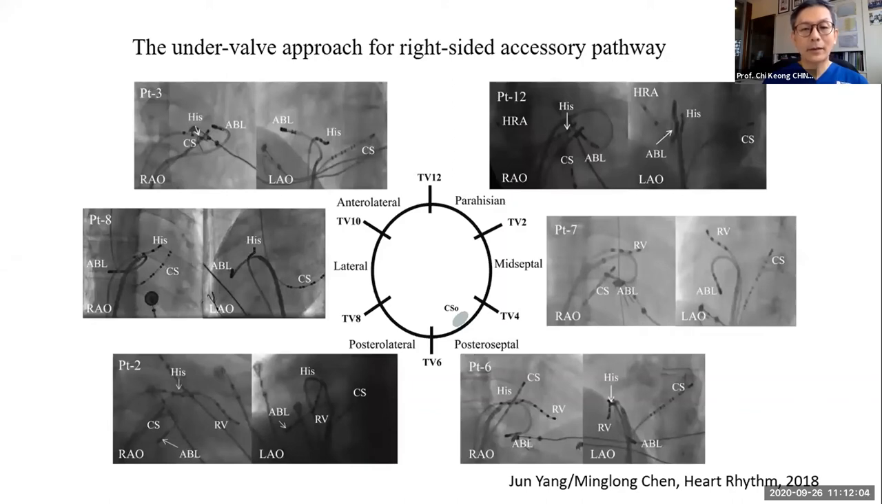And irrigated, of course. And you will have to use a short duration to reduce the risk of complications if you ablate within the appendage, whether it's left atrial appendage or right atrial appendage.